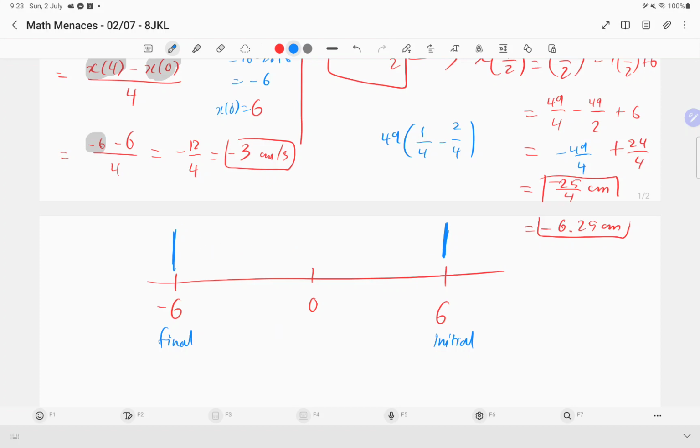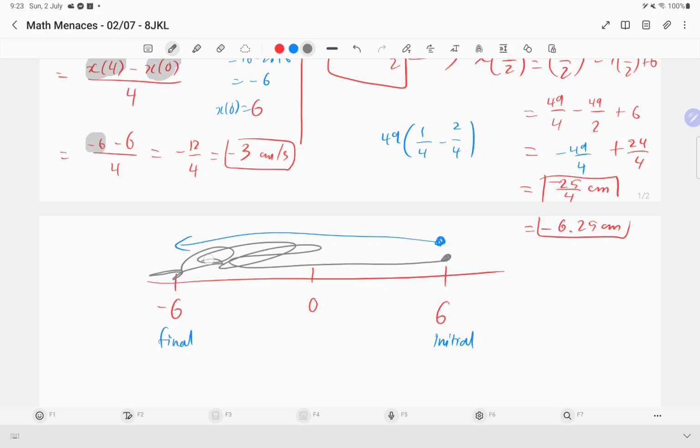But it's not just 12. It's displaced 12 to the left. Does that make sense? Displacement is the change in position. We don't know how it got there. For all that matter, the particle could have gone here and then done a bunch of turns around, do whatever it wants, and then end up here.